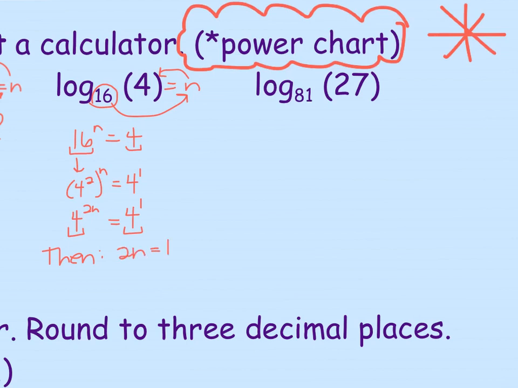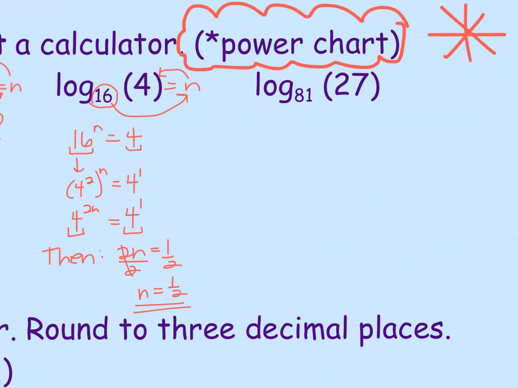So what could we do to get n by itself? We could divide both sides by 2. So this all of a sudden became something to solve. n equals 1/2. 16 to the 1/2 power, which if you recall is the same as the square root of 16, equals 4. And that's a true statement. Try the next one. Log base 81 of 27.